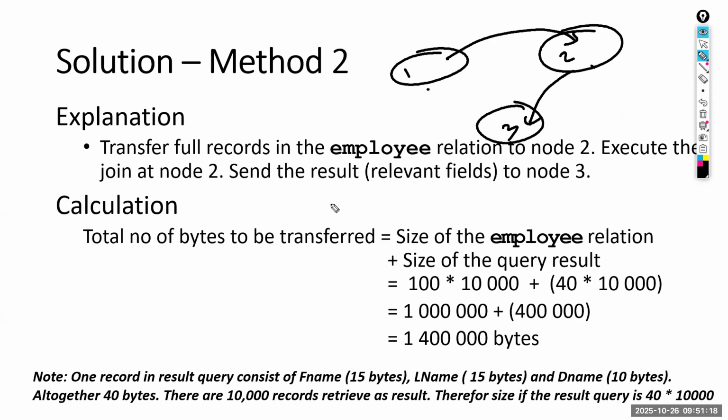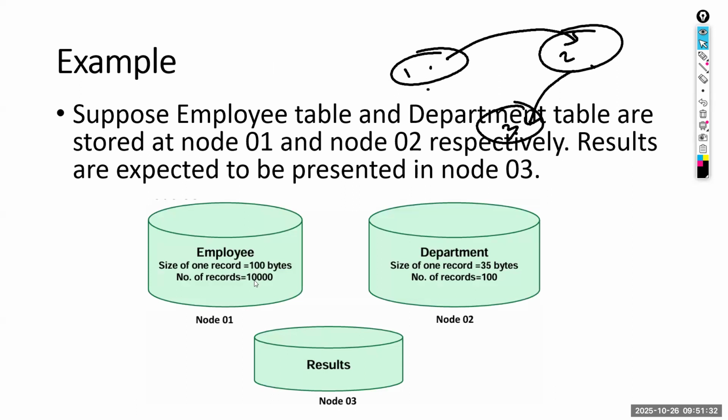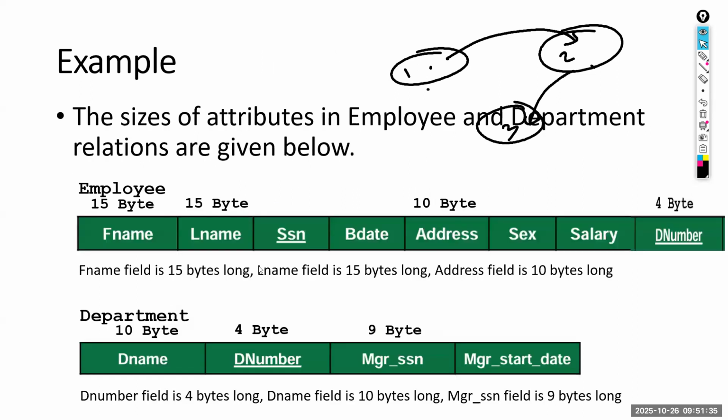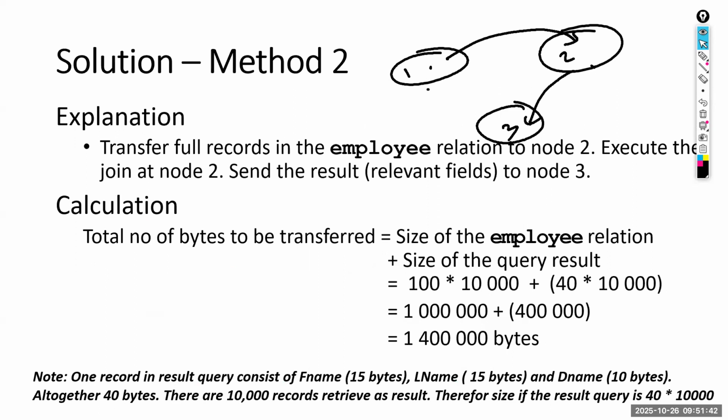So now we are going to take all the records from the employee table to this side. How many records are there in the employee table? 10,000. How many bytes for each record? 100 bytes. So that means 10,000 into 100 bytes is transferred from 1 to 2. 10,000 into 100 bytes is 1 million bytes. Again, don't do any optimization, and don't think that we are going to take only the required fields. No, we are going to take everything. So we have 1 million bytes transferred from 1 to 2. Now you can do the join here.